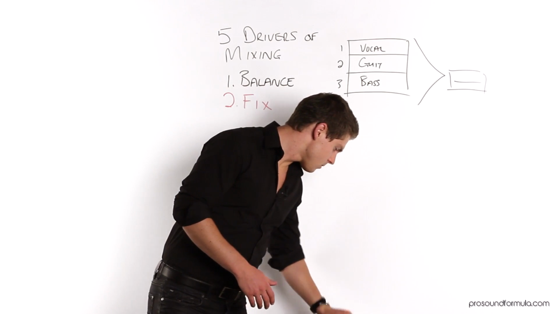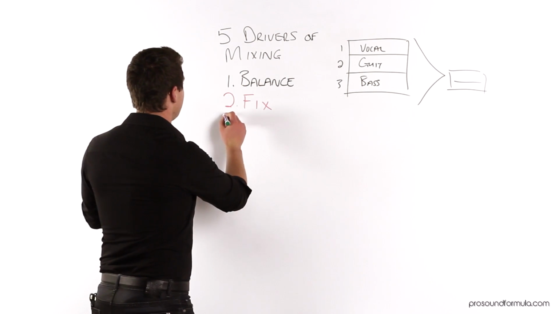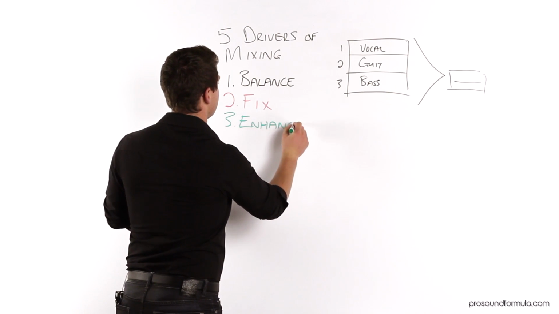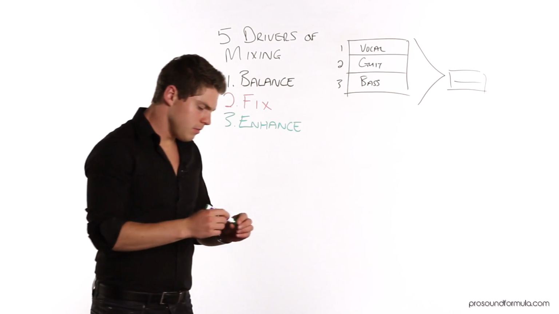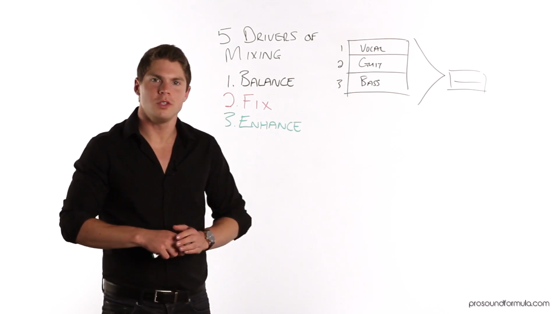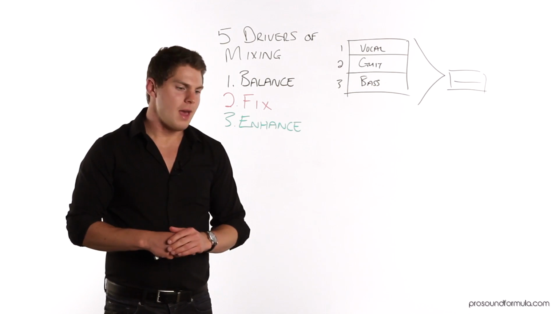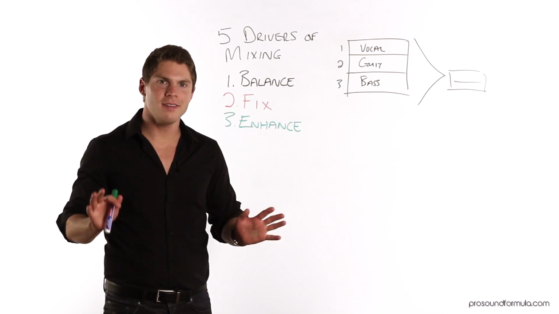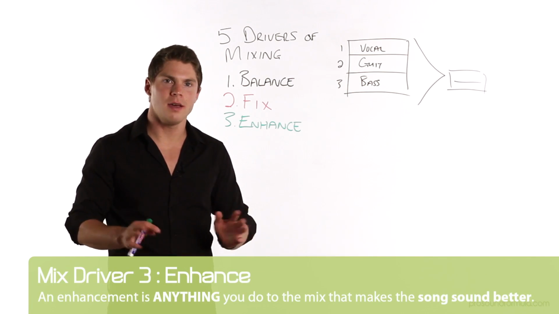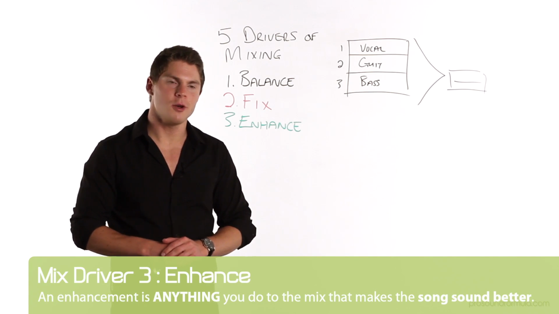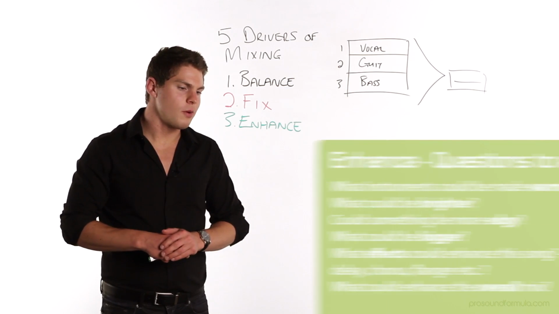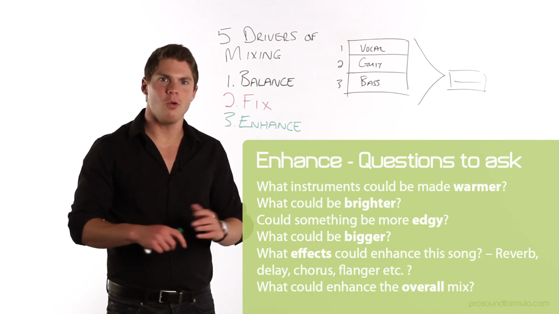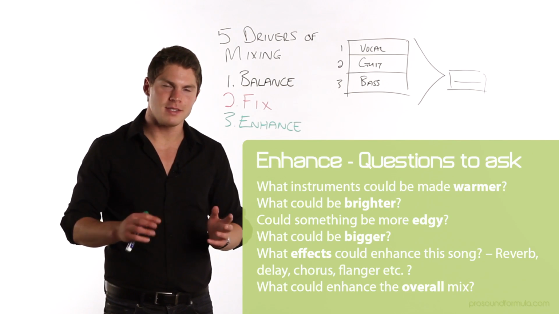And the third one, let me grab a new color here, is to enhance. And this is probably what you're most familiar with, right? Where we go through the mix and we just add a bunch of things that makes the different tracks sound better. Enhancement is anything that makes the mix sound better. It really can be anything, and this is really subjective to a certain degree. So what are some of the questions that we can ask? Well, things like, how can I make a track brighter, or warmer, or fuller, or bigger, or any of a number of things that might make it sound better?